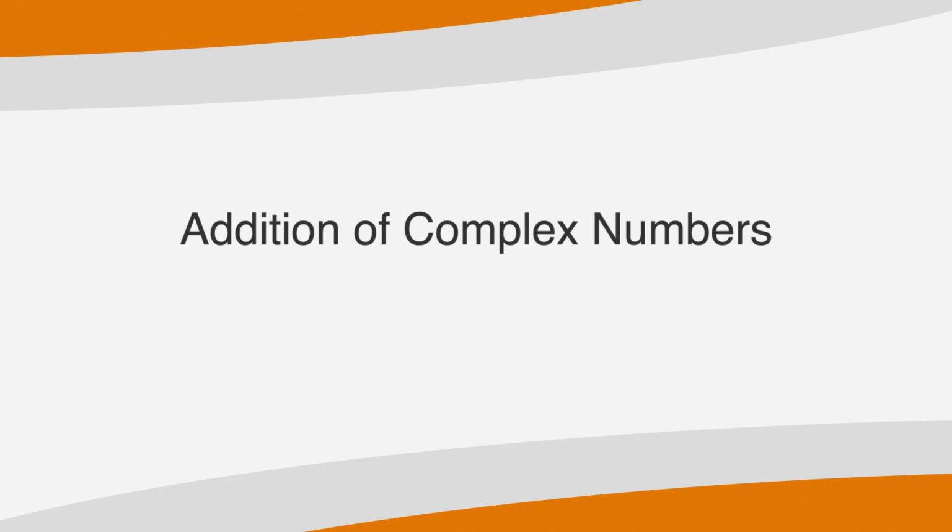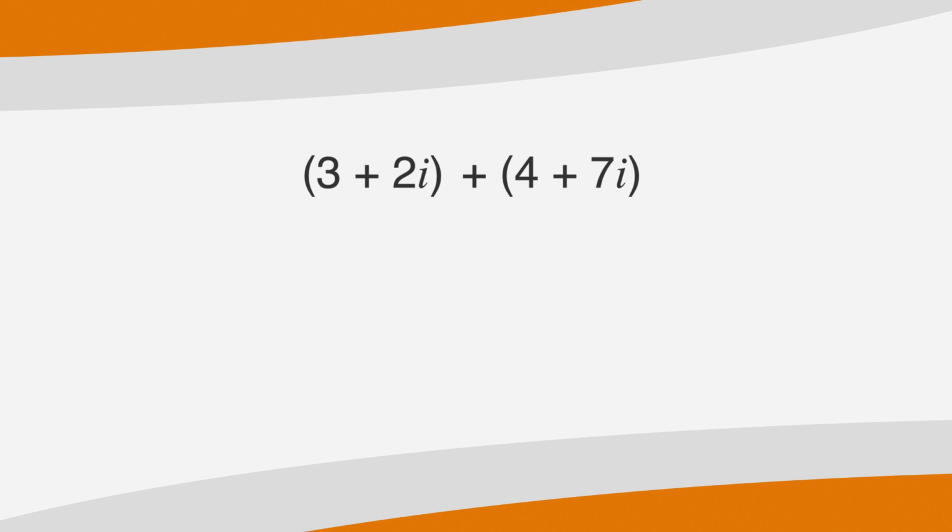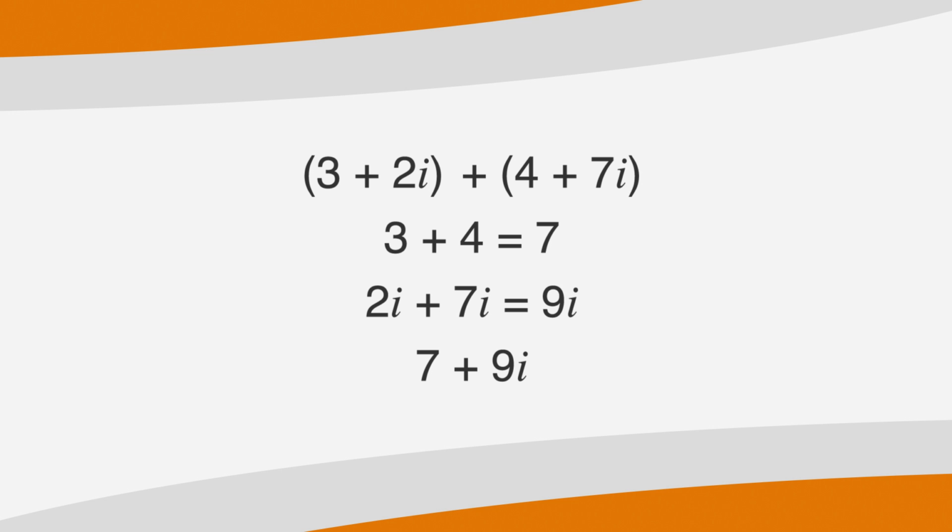On the SAT, you'll need to know how to add complex numbers. The first rule for the addition of complex numbers is pretty easy. Each complex number is made up of a real number and an imaginary number. Like in this example, 3 plus 2i plus 4 plus 7i. The first complex number contains a real number, 3, and an imaginary number, 2i. Similarly, the second contains a real number, 4, and an imaginary number, 7i. To add two complex numbers, add the two real numbers together, that's 3 and 4, which equals 7. Then add the two imaginary numbers together, 2i and 7i, which gives us 9i. That gives us 7 plus 9i.